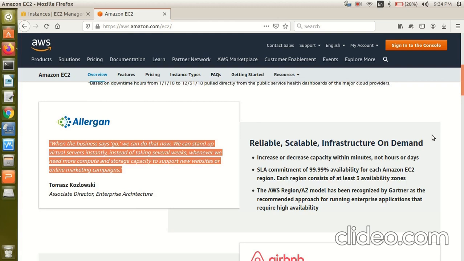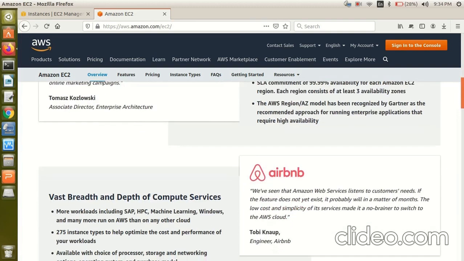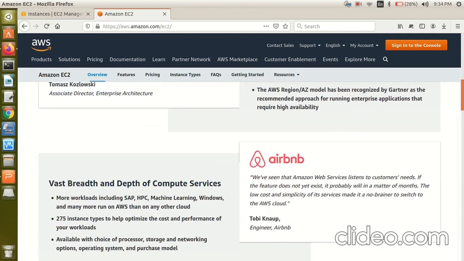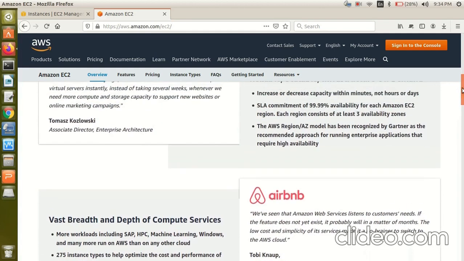So this makes the EC2 service reliable, scalable, and provides infrastructure on demand. That is, they can increase or decrease the capacity within minutes, not hours or days. And the AWS region model has been recognized by Gartner as the recommended approach for running enterprise applications that require high availability.